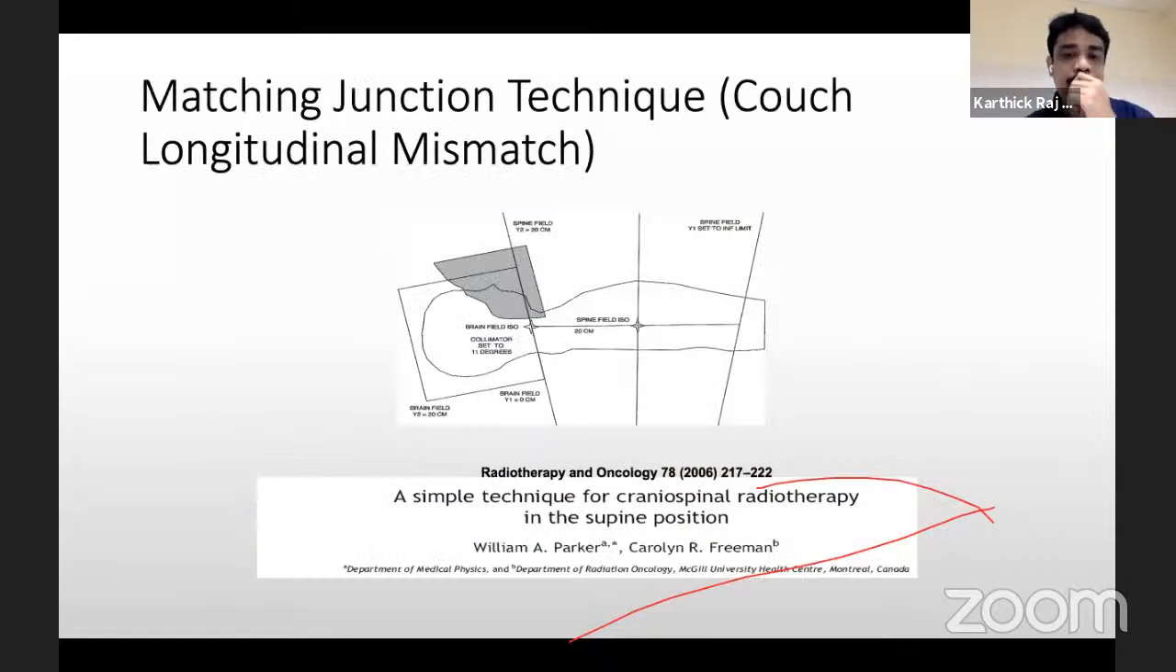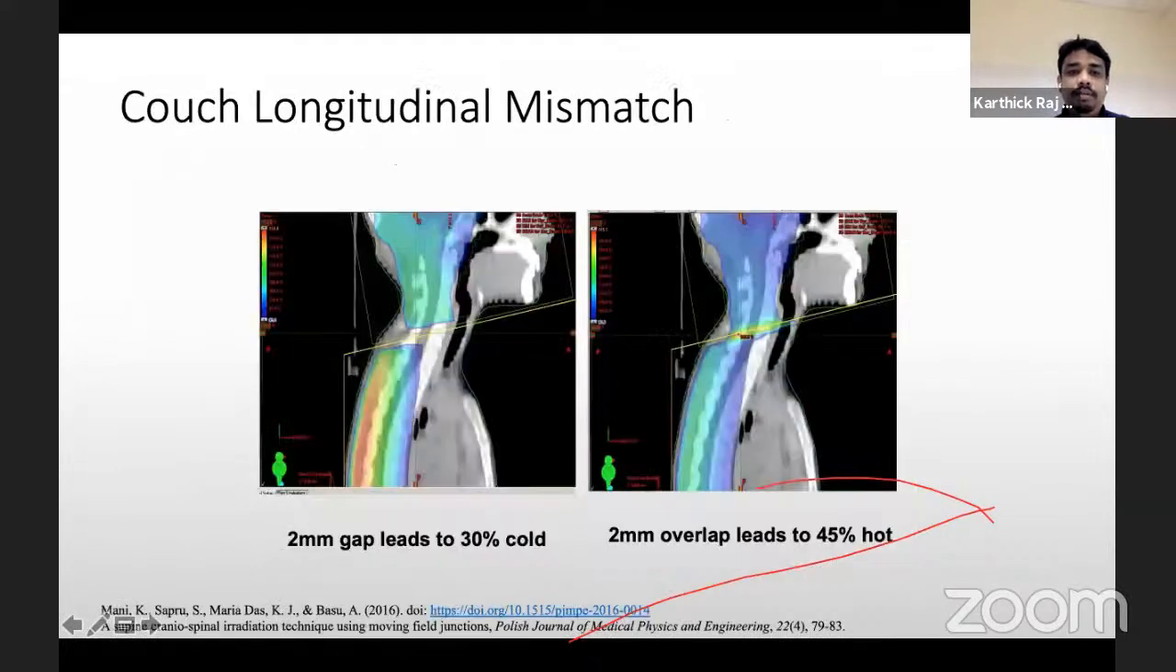For example, a typical example here: I want to treat a CSI patient, and I do a rotation of the collimator to match the fields. We simulated this in our treatment planning system: a 2 millimeter gap, a mismatch in the longitudinal direction, will end up in a 30% cold, and a 2 millimeter overlap will end up in 45% hot. If there's a spinal cord, assume 36 gray is delivered in the CSI plan, which with 45% hot is something about 70 gray.